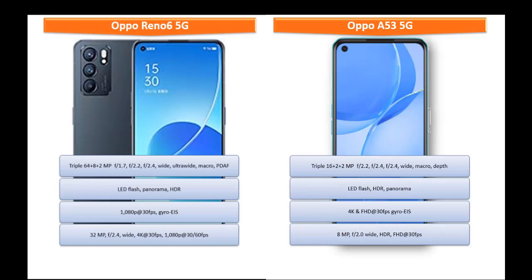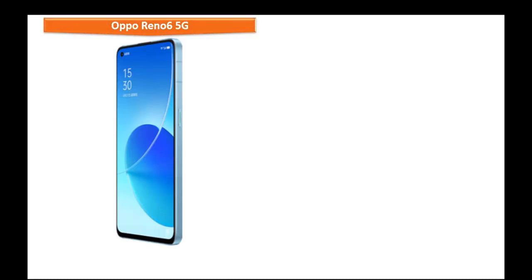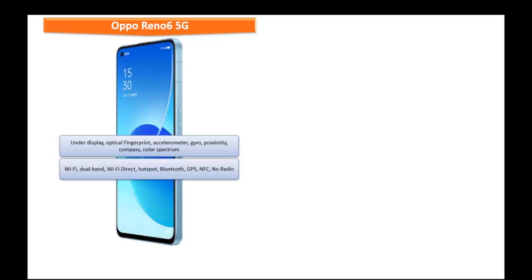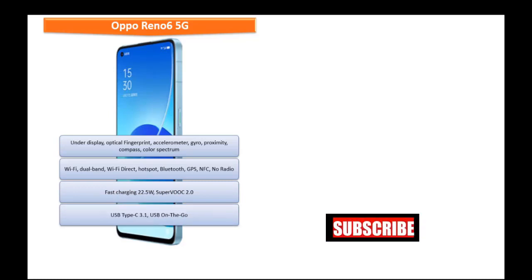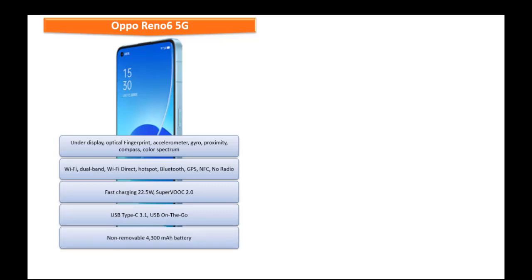that can record videos of Full HD at 30 frames per second. Friends, Oppo Reno6 5G is integrated with an under-display optical fingerprint sensor. This device also comes with some more sensors like gyroscope, compass, proximity and accelerometer with color spectrum. This phone comes with Wi-Fi direct, dual band, Bluetooth, GPS, hotspot, NFC, but there is no radio. It has USB Type-C and USB on the go with fast charging 22.5 watts with Super VOOC 2.0 technology. This phone is powered by a non-removable 4300 mAh battery as well.